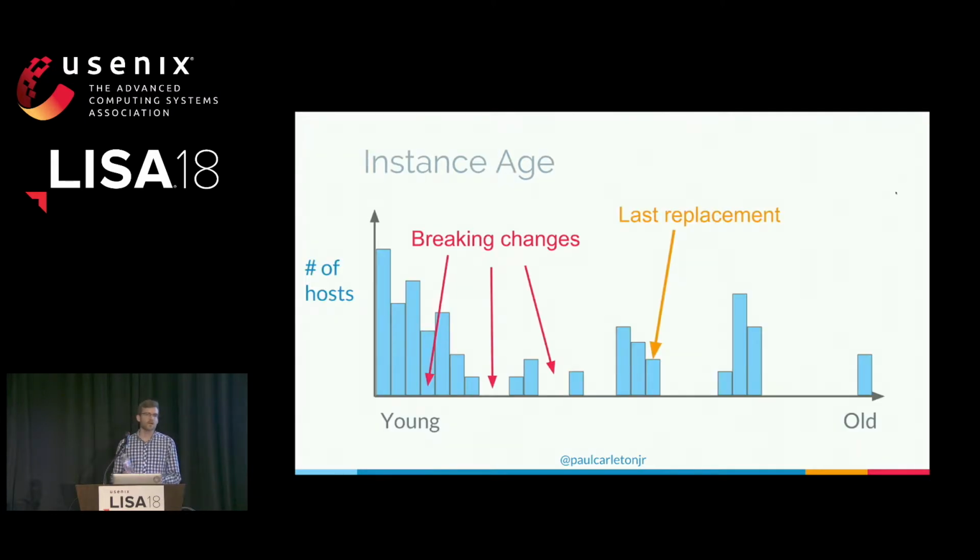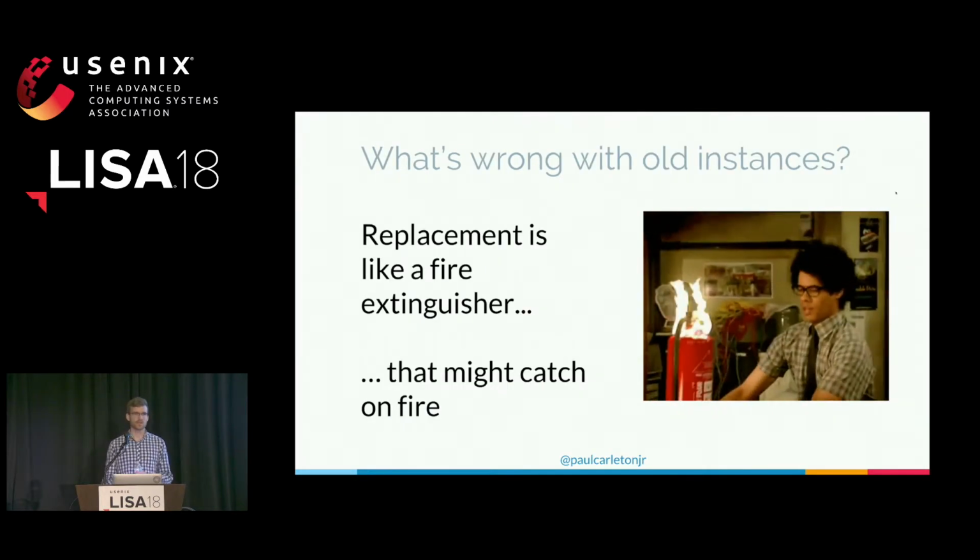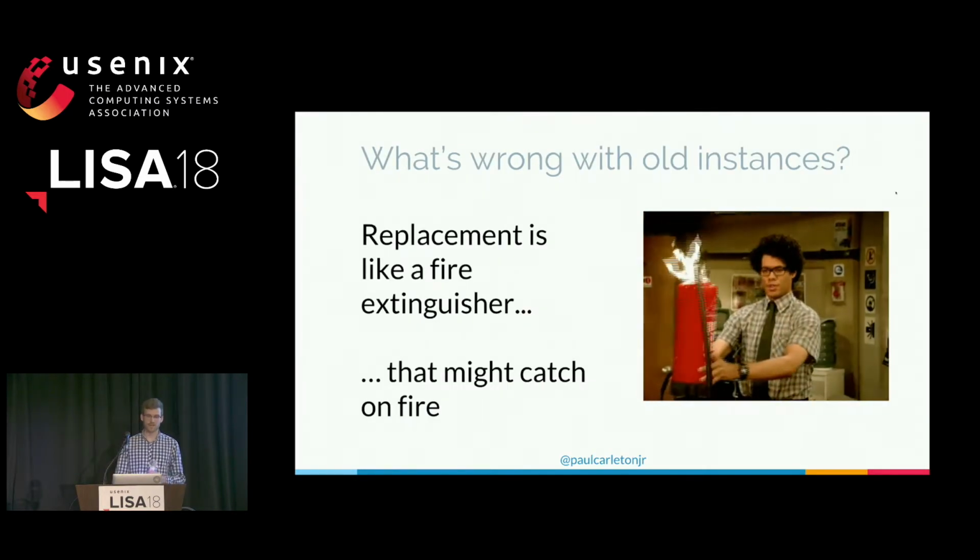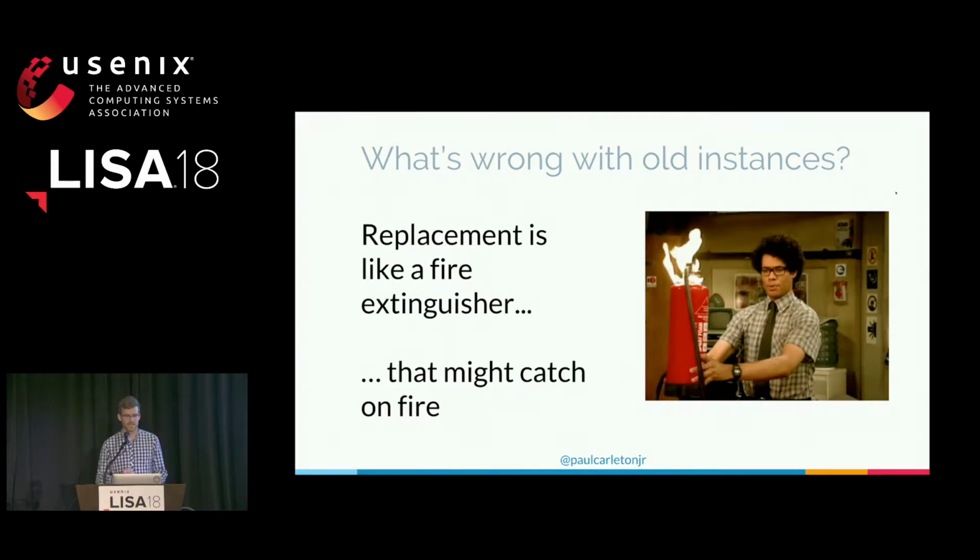However, if it's been a while since we've replaced that machine, it's possible breaking changes have landed in that instance's provisioning flow. In that case, our fire extinguisher has all of a sudden become a fire of itself. Now, instead of having the single problem of this instance behaving badly, we now have two problems because we replaced it with one that is totally broken. And a younger instance, one that we replace more frequently, would be less likely to run into that problem.